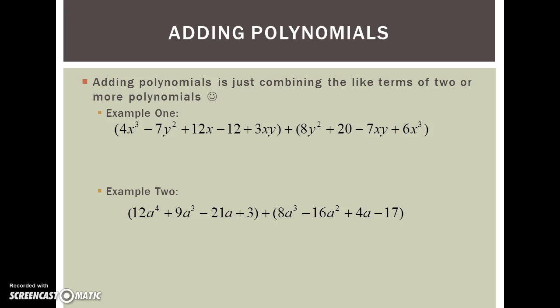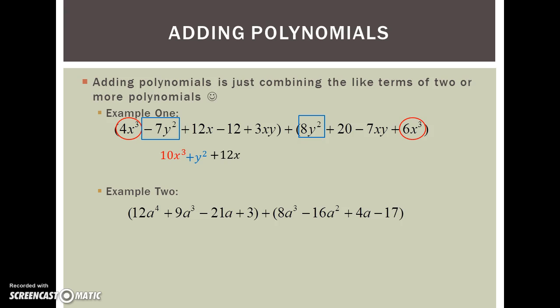It's really nothing new. So if we look at our first example, 4x to the third minus 7y squared plus 12x minus 12 plus 3xy, all added to 8y squared plus 20 minus 7xy plus 6x to the third, what we're going to want to do is just combine like terms. So 4x to the third and 6x to the third combine to 10x to the third. Negative 7y squared and positive 8y squared gives me 1y squared.